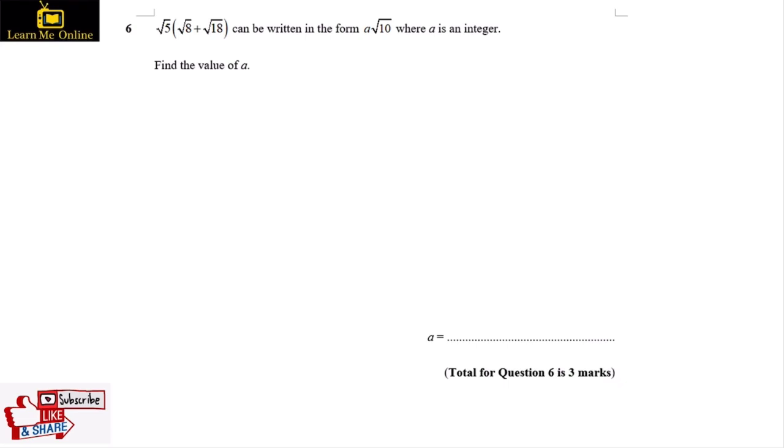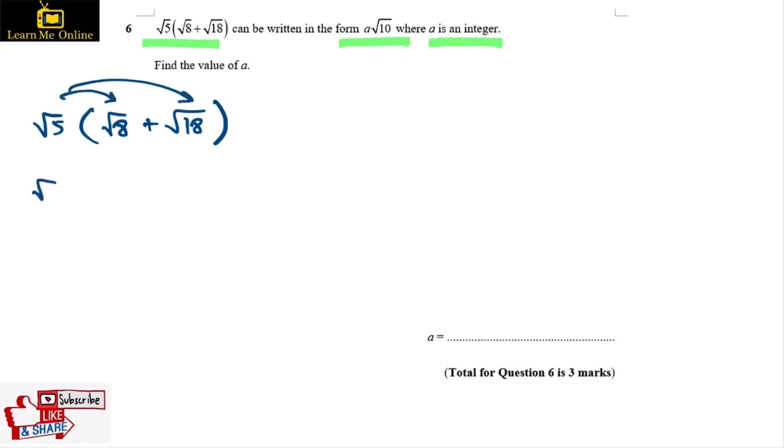Here we have the next exam question, and it's from the third topic. We have been given this whole thing, and it can be written in the form a square root 10, where a is an integer. Remember, an integer is any positive or negative whole number. Find the value of a. I'm going to start with what's given to us, which is root 5 times root 8 plus root 18. The first step is to expand them out, because the bracket means to multiply them out. So this would be root 5 times root 8 plus root 5 times root 18.